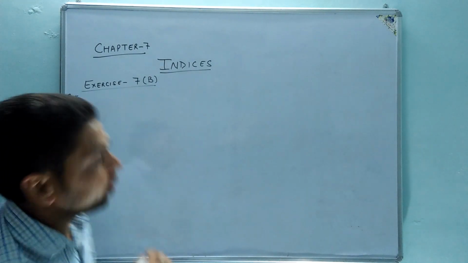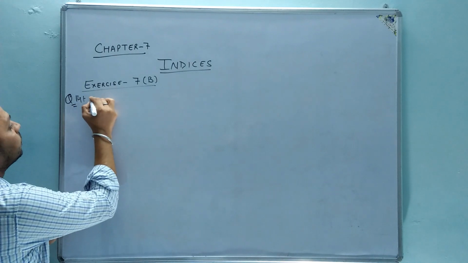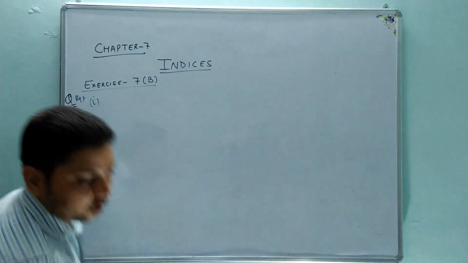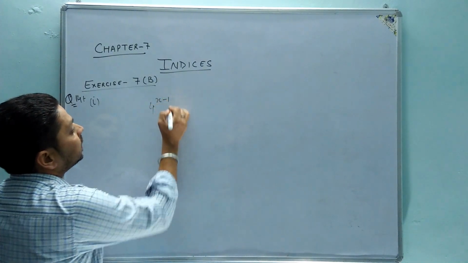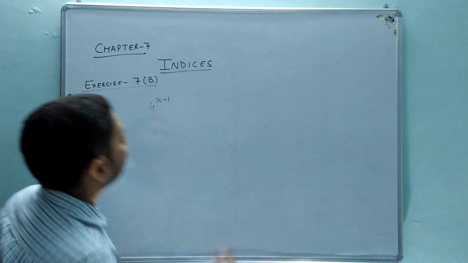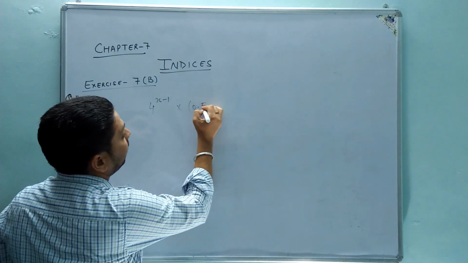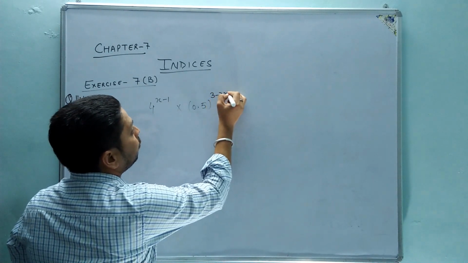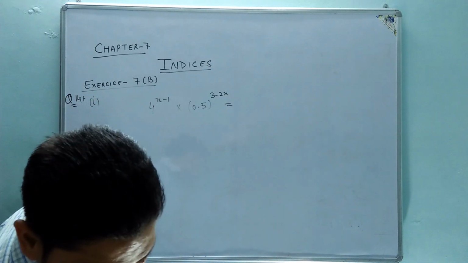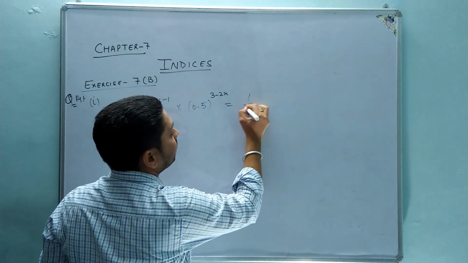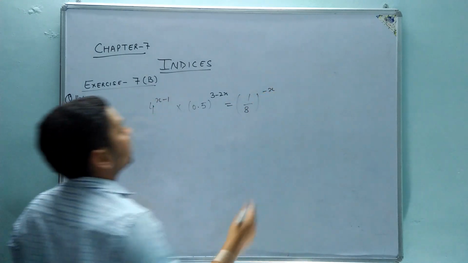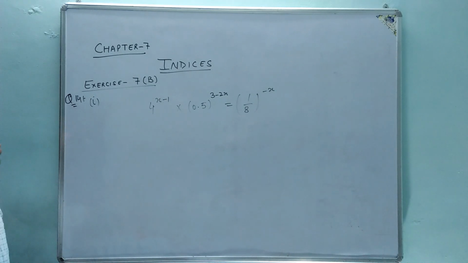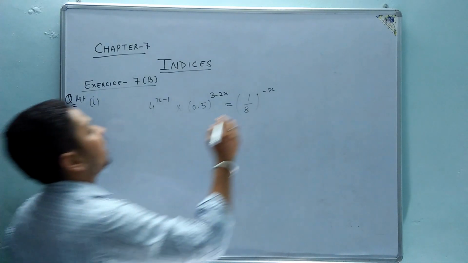What is given? Question number 14, first part. 4 raised to power x minus 1 into 0.5 raised to power 3 minus 2x is equal to 1 over 8 raised to power minus x. This condition is given. What we have to do? We have to find the value of x.